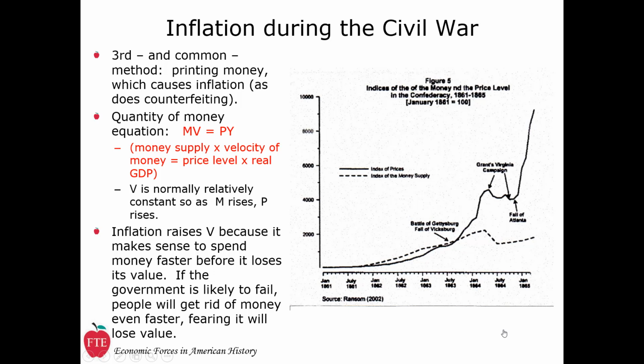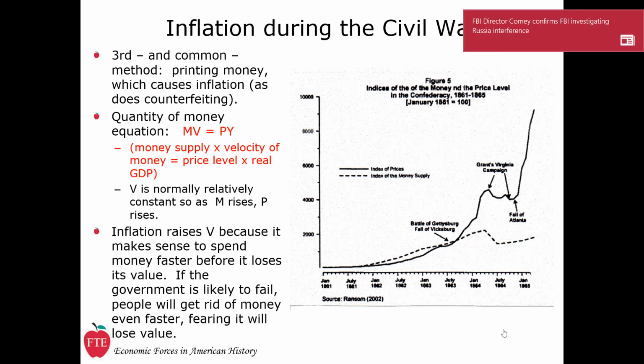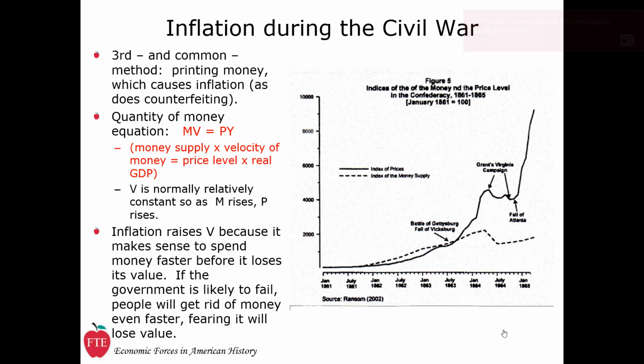So the simple equation behind this is the quantity of money equation. And it says M, your money supply, times V, the velocity of the money, how rapidly it gets spent, M times V is going to equal P, your price level, times Y, your amount of real GDP. So normally when we're teaching this, we say that velocity is kind of constant and Y grows pretty slowly. And so if M goes up a lot, P's got to go up a lot. If your money supply goes up a lot, there's going to be a lot of inflation.